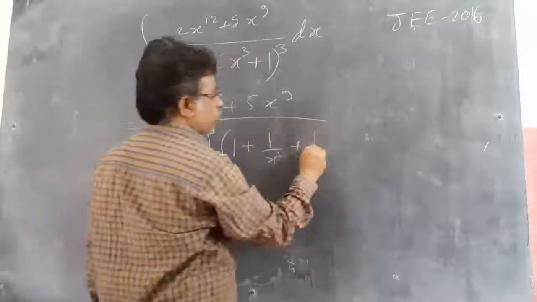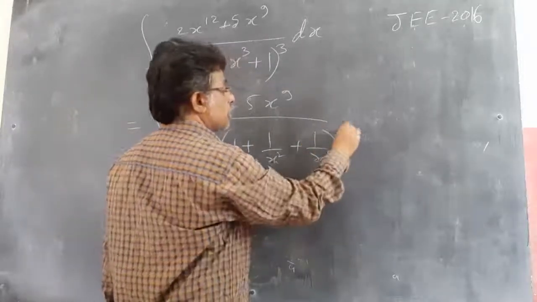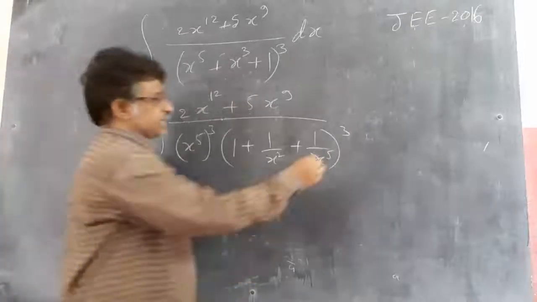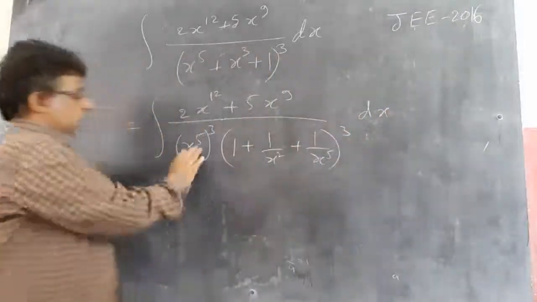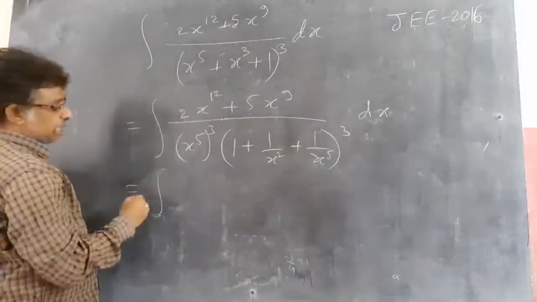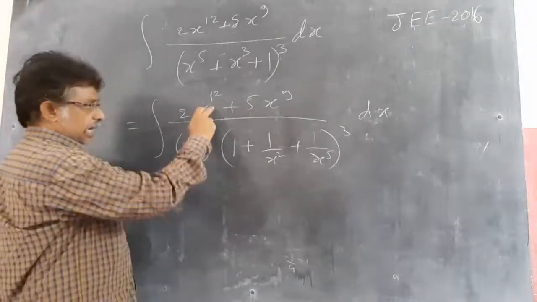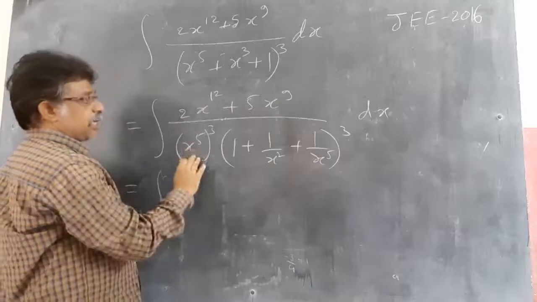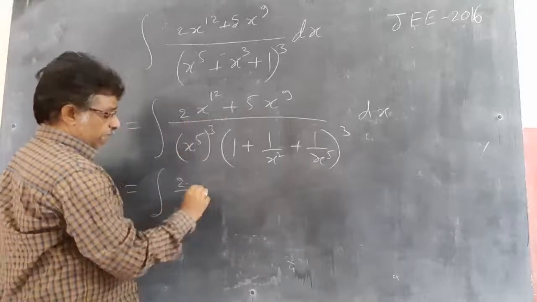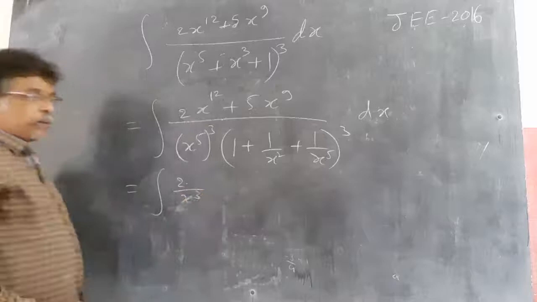Here 1 by x power 5 is left out, whole cube, dx as is. Now, if I bring this x power 15 to the numerator, this becomes 2 into x power 12 by x power 15. X power 12 by x power 15. So what happens? 1 by x cube means 2 by x cube.